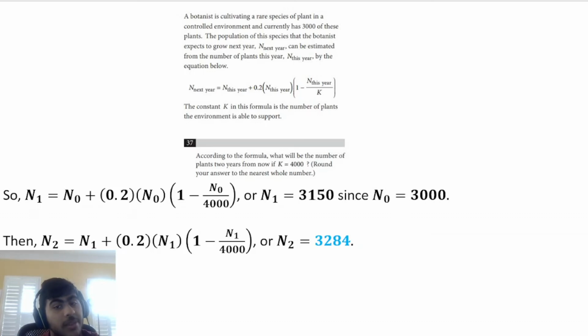Well, we can do the same thing, setting N next year as N2 and N this year as N1. And then we get that N2 equals N1 plus 0.2 N1 times 1 minus N1 over 4,000. And we get that N2 equals 3,284, right? So 3,284 is our answer.